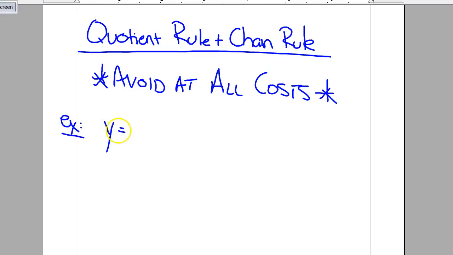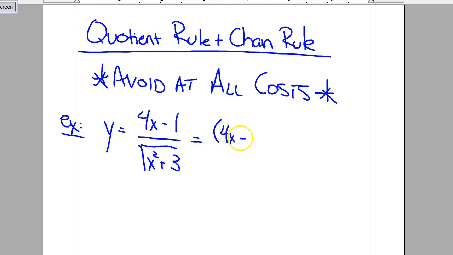So let's say I gave you 4x minus 1 over the square root of x squared plus 3, and I said take the derivative. Well, it looks like quotient rule. You are welcome to do quotient rule. Don't ask me for help with it though, because I'm going to say, no, I told you to avoid this.